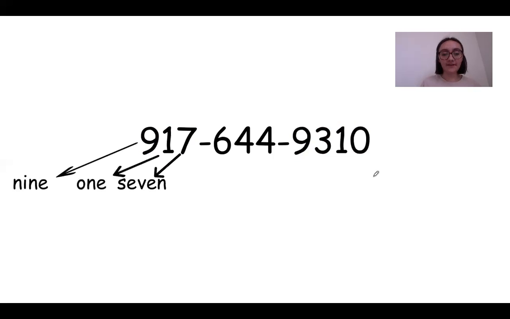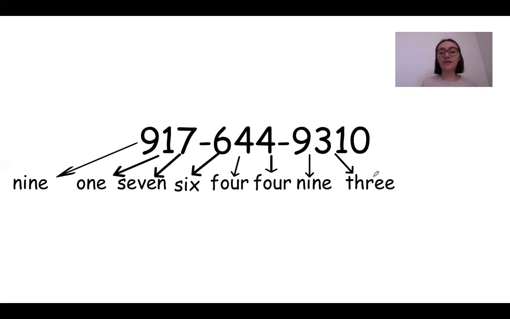Okay, so this is the whole number again. And you can try and write the whole number by the words and not by the numbers, or just practice saying all of the numbers. 917, 644, 9310. 917, 644, 9310. And that's the whole phone number.